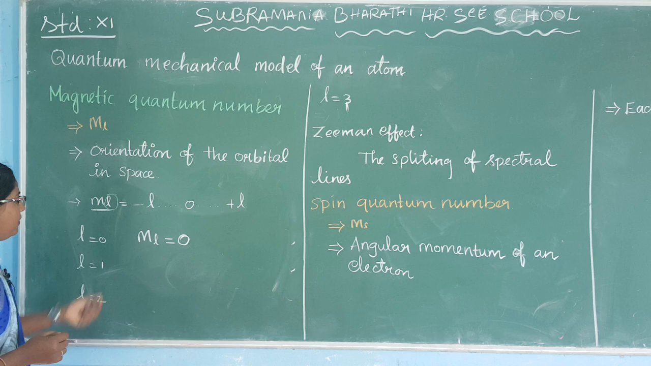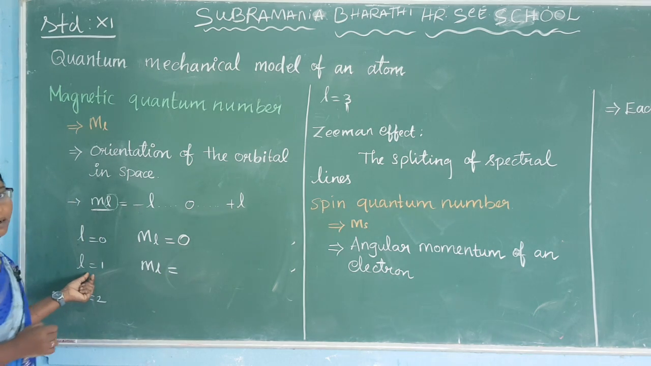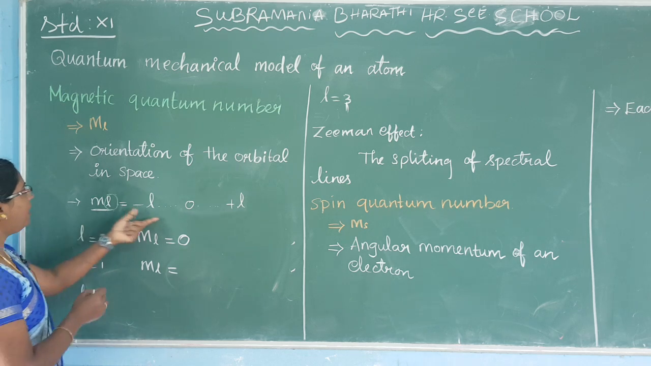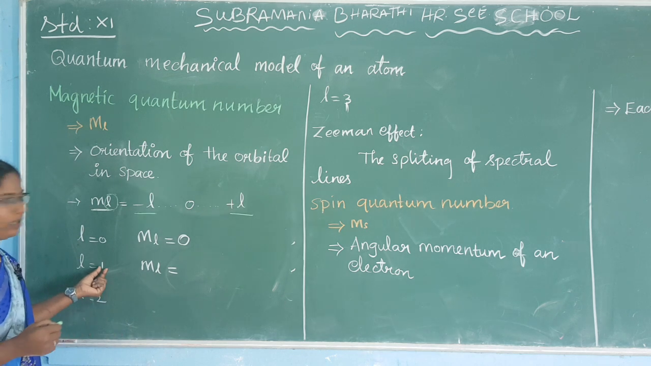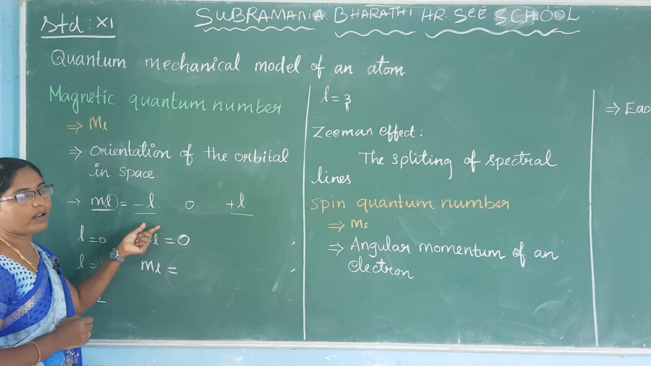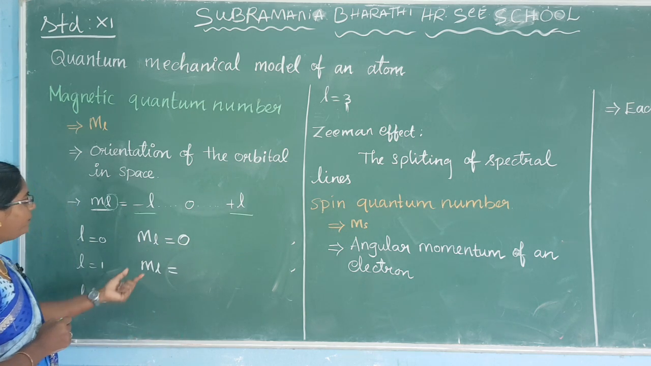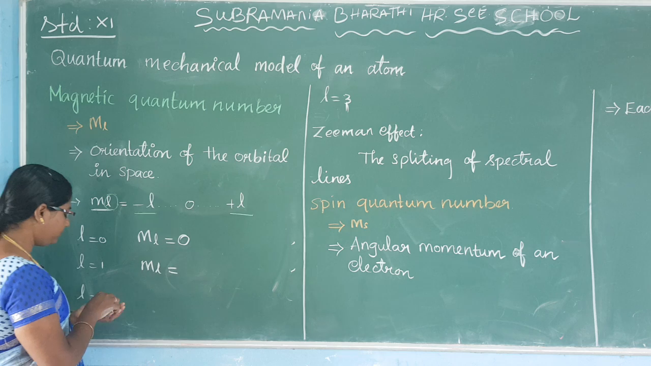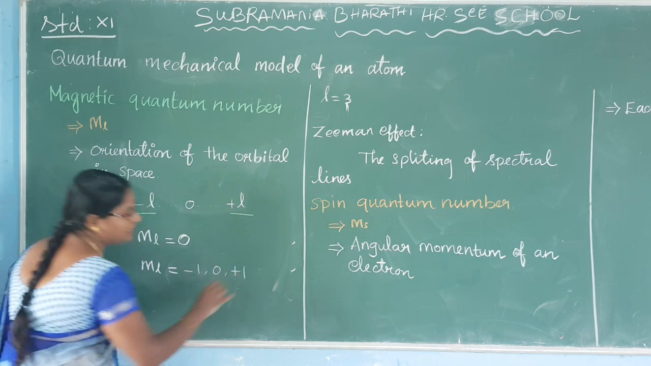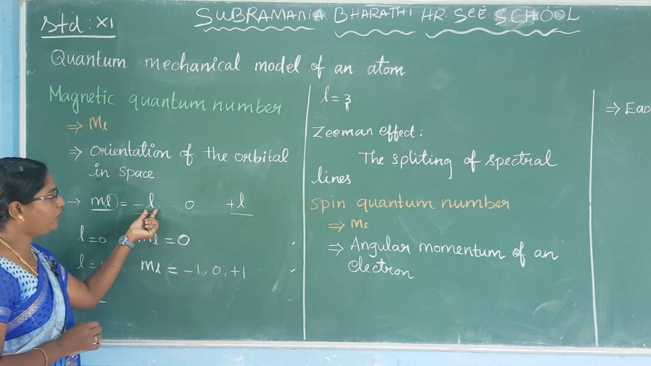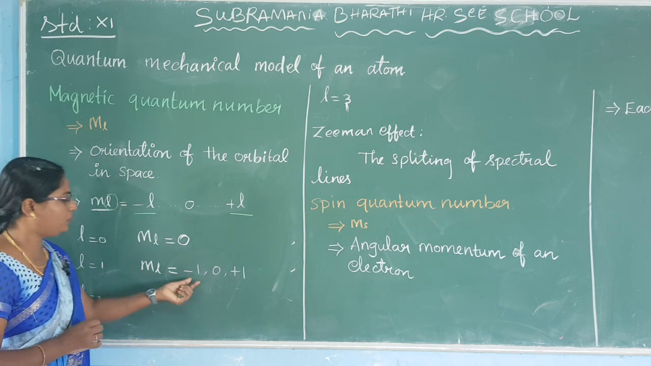Then l is equal to 1, where l is the azimuthal quantum number. The range given is minus l to plus l, and the value of l is 1 here. So I have to write minus 1 to plus 1. The values of the magnetic quantum number are minus 1, 0, plus 1. Is it clear, students? I have to substitute the values for l here. If l is equal to 1, I substitute 1.